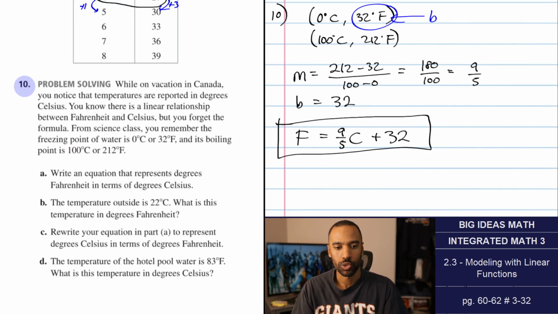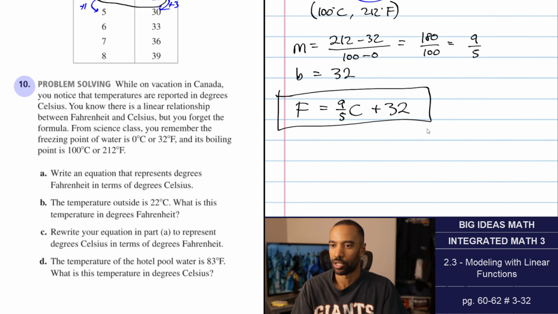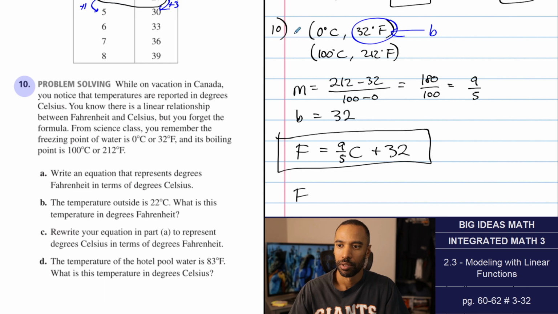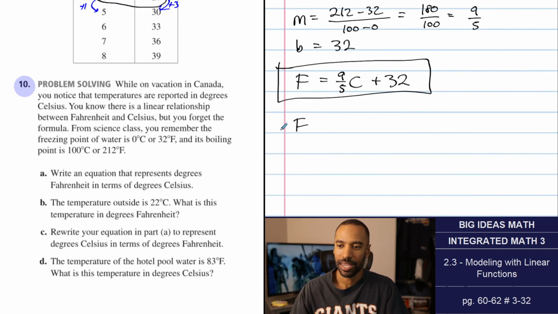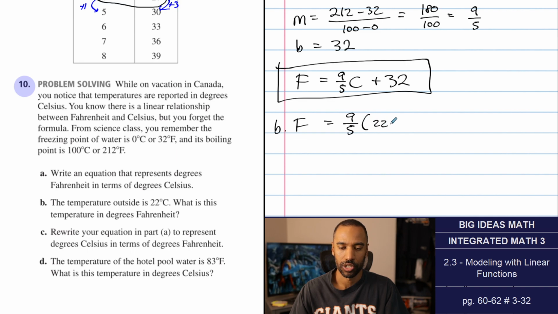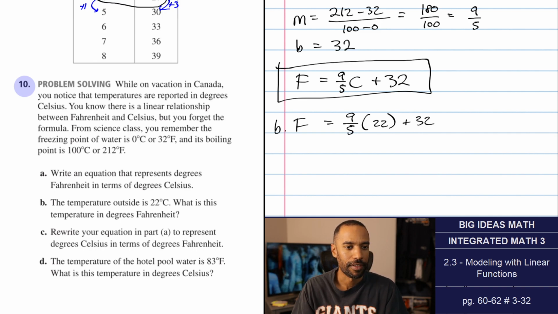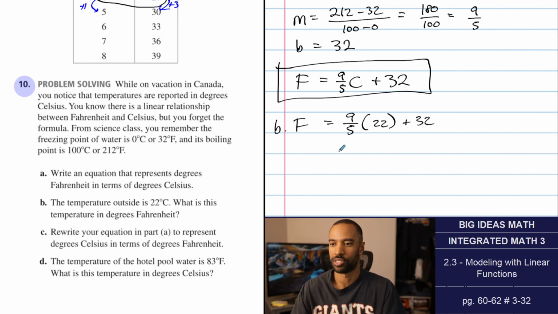The temperature outside is 22 degrees Celsius. What is this temperature in degrees Fahrenheit? This is now where you do a substitution. Oh, that was part A, by the way. Part B, F is 9/5 of 22 plus 32. I'll probably go to the calculator for this. It looks like it's going to be some sort of decimal. 9/5 of 22 plus 32 is going to be 71.6.